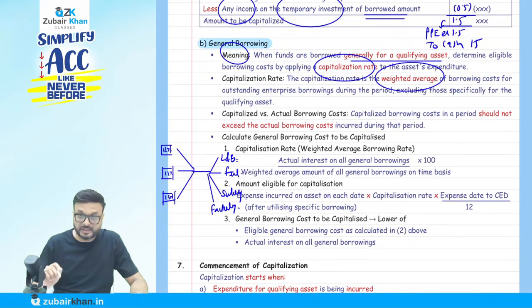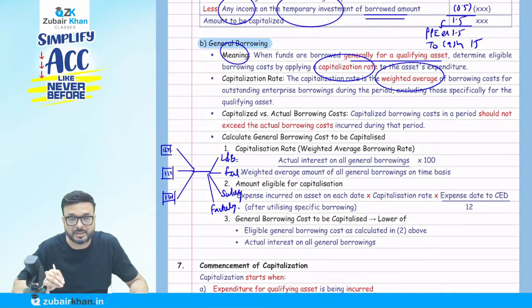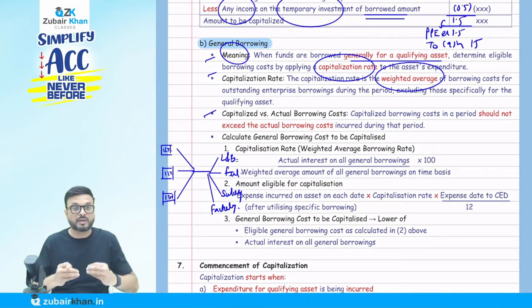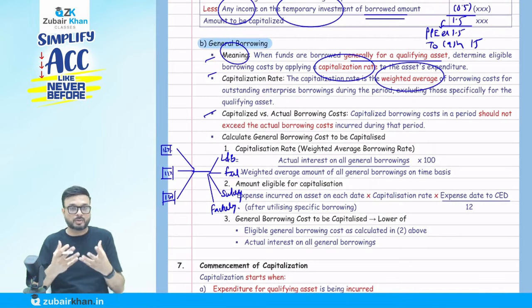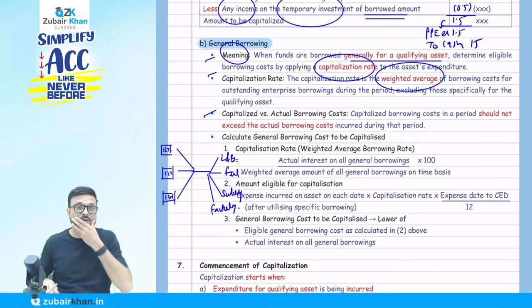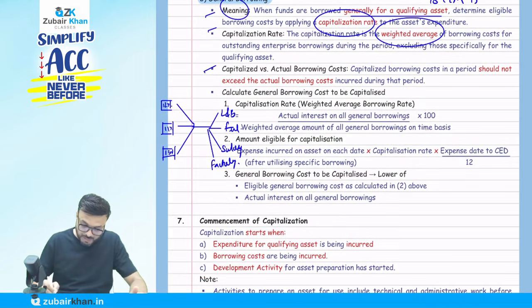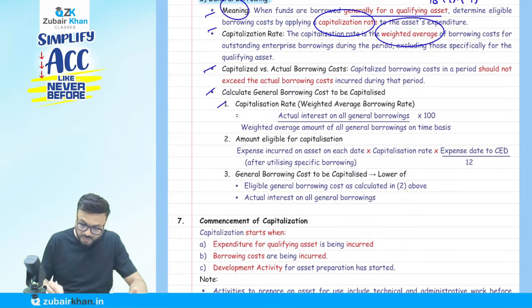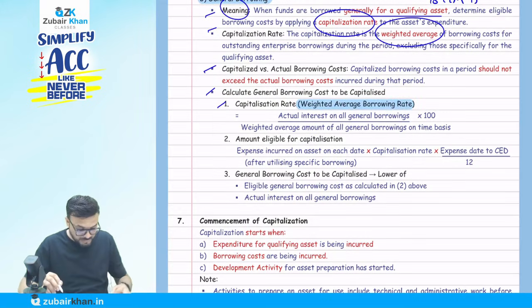You will ask, what is the capitalization rate? The capitalization rate is basically the weighted average rate. Now, how to calculate the weighted average? Obviously, the amount I want to capitalize should not be more than the actual borrowing cost that I have incurred. Remember these three steps. The first step is to calculate the capitalization rate, and that is the weighted average rate.